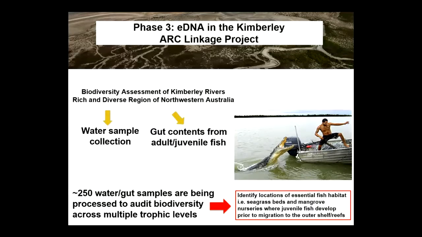And so they've gone up there and they're sampling water and they're taking gut contents from a lot of the fishes. And the aim is to audit biodiversity across multiple trophic levels. More importantly for them, they really want to identify those essential fish habitats. So some of the seagrass beds or mangrove areas that serve as nurseries for a lot of the fishes that end up on some of those offshore reefs. So the Kimberley is thought to be one of those particularly important seeding zones for some of these offshore spots. So fisheries are pretty keen on working through this part of the project.